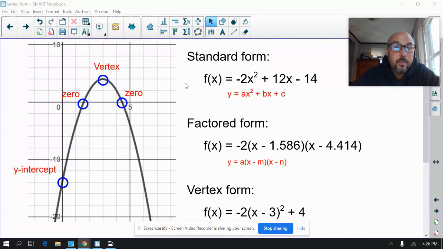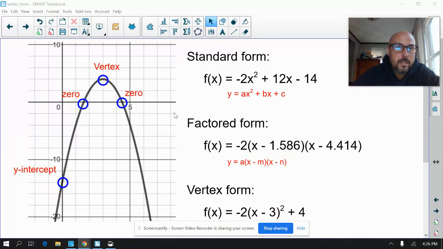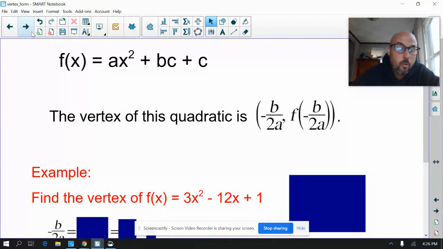Now, I guess you could say every quadratic has zeros, but not every quadratic has an x-intercept. If the 0 is a real number, like 1.5 is a real number, then that 0 is also an x-intercept. All right, so there are 3 types: standard form, factored form, where you know the zeros, and then vertex form, where you know the vertex. Today we're going to practice converting from one to the other.